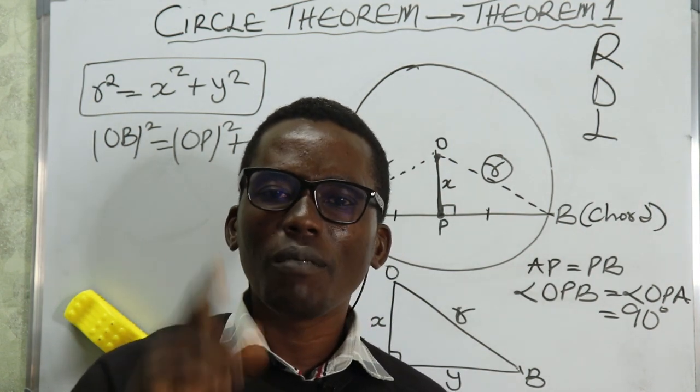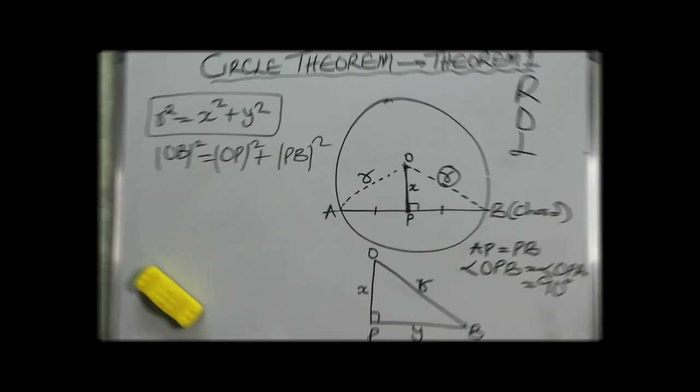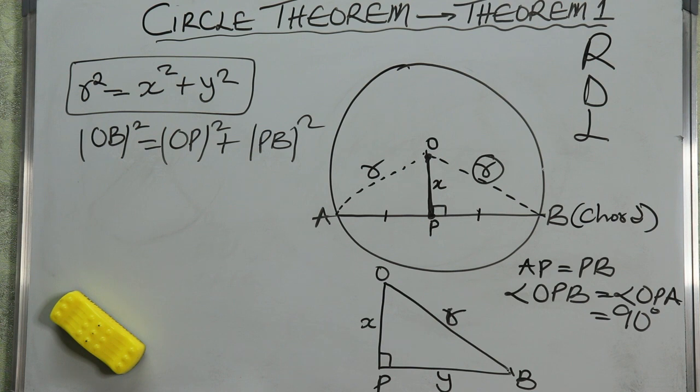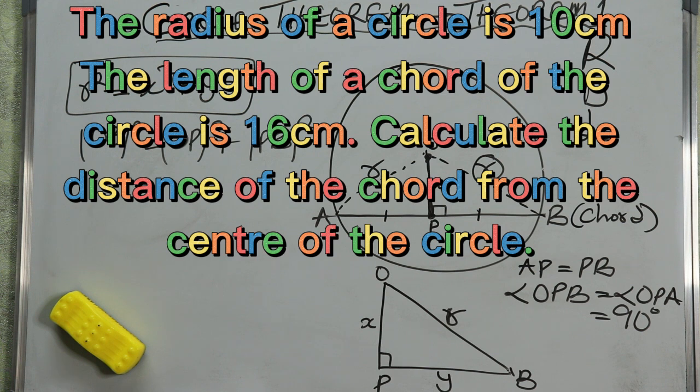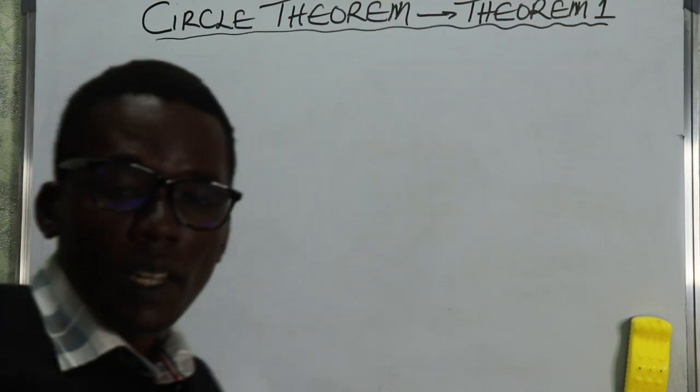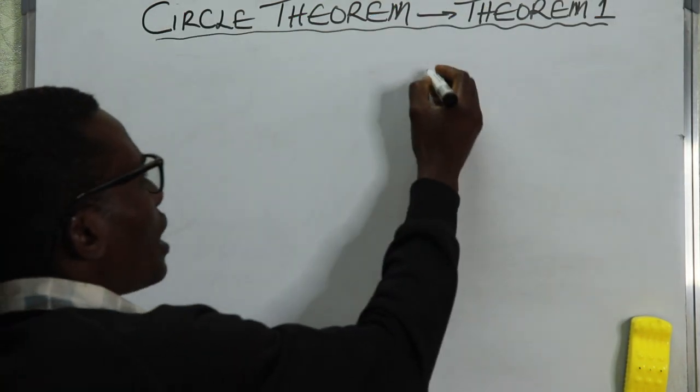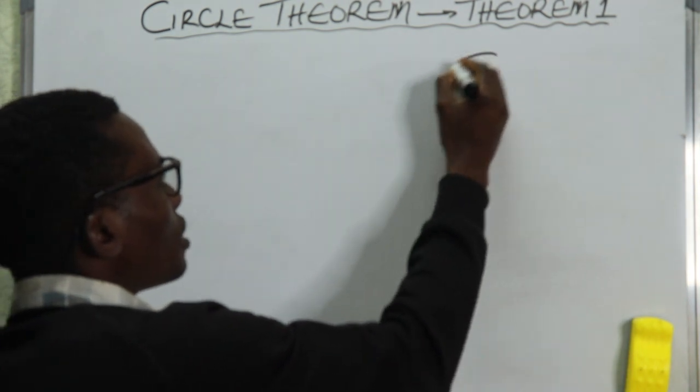Now let's go ahead to look at the first example that we are going to take. The first example says the radius of a circle is 10 centimeter. The length of a chord of the circle is 16 centimeter. Calculate the distance of the chord from the center of the circle. So let's solve that question. We're going to analyze that question and then we'll now solve it.